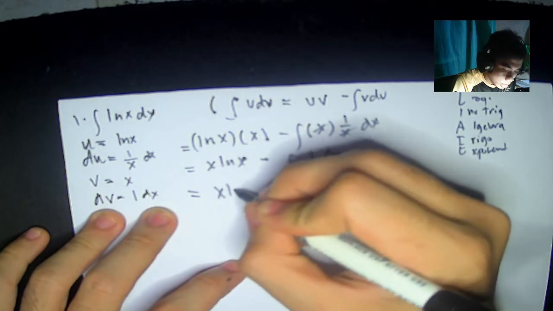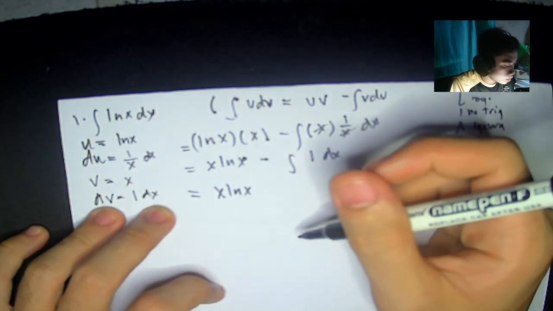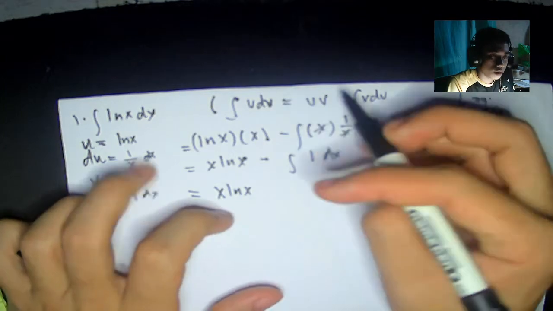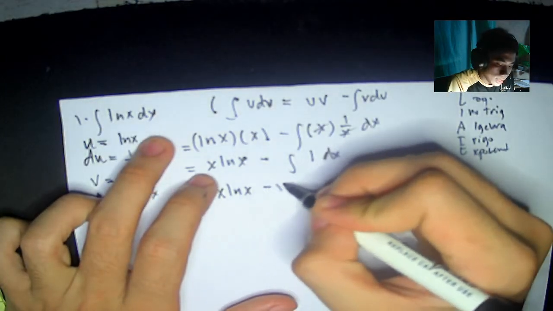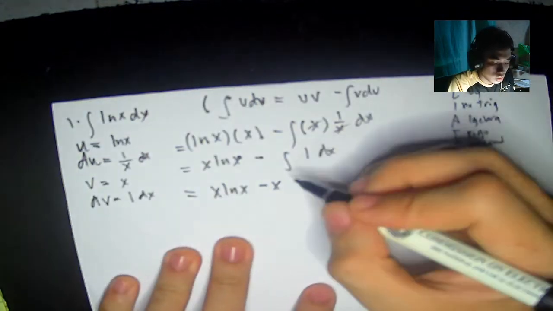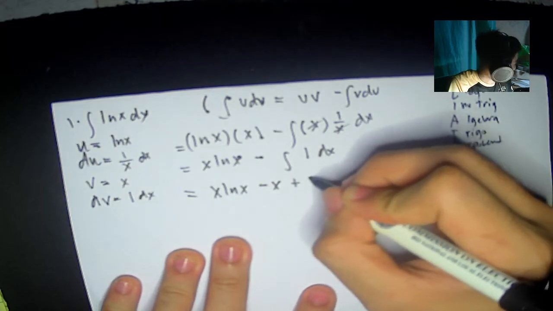This is copy here and x. What is the integral of 1? What will it become? So it becomes just x, negative x, because minus. So never forget your constant.